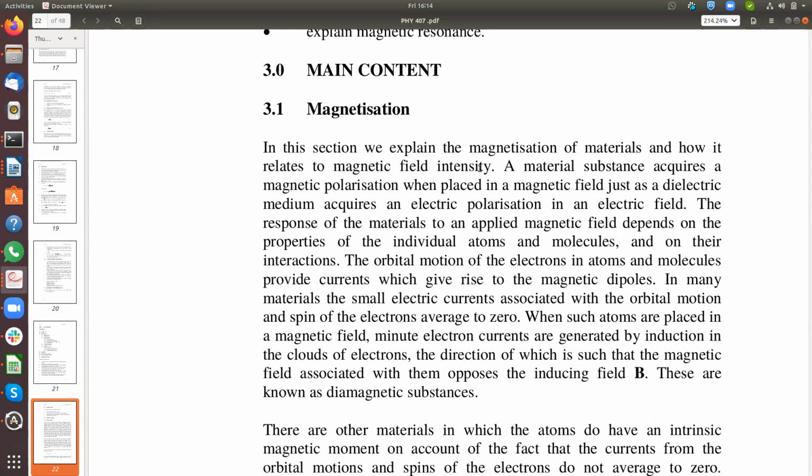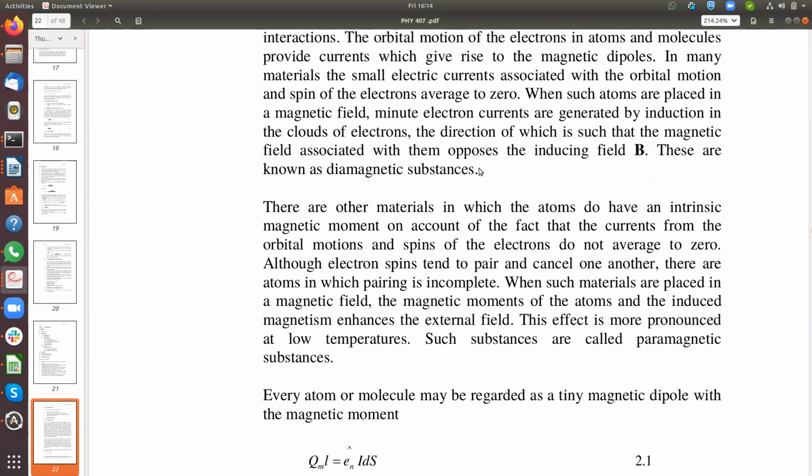Now, there are other materials in which the atoms do have an intrinsic magnetic moment on account of the fact that the current from the orbital motion and the spin of the electron do not average to zero. So in this case, these two concepts, the orbital motion of electrons and the spins of the electron, are the two properties that describe the concept of magnetism. When you have both of them and the average of these two is not equal to zero, you have other materials that are generated, which are known as magnetic materials as well. But they belong to a particular class under magnetic properties and magnetic behavior.